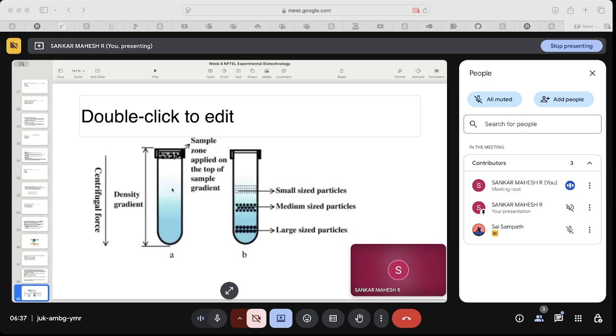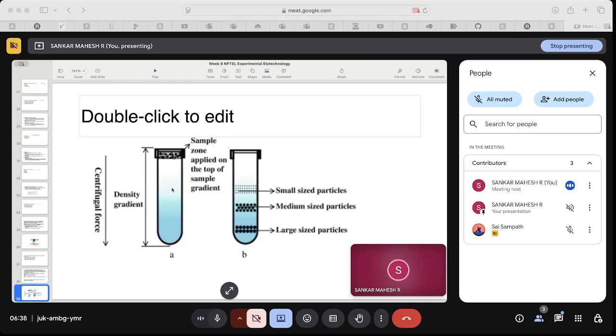Do you have any idea about these experiments? Yes, in school, they form an emulsion. Yeah, in some cases they do mix, but in most cases they segregate and form these layers. So depending on the density of your macromolecule or your organelle, it will be present in one of the layers.